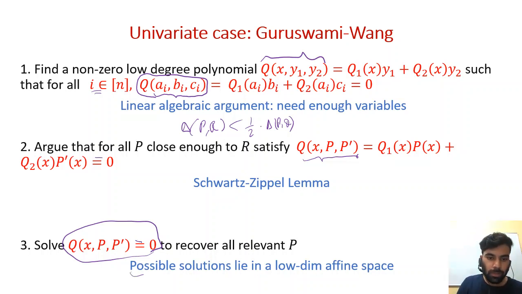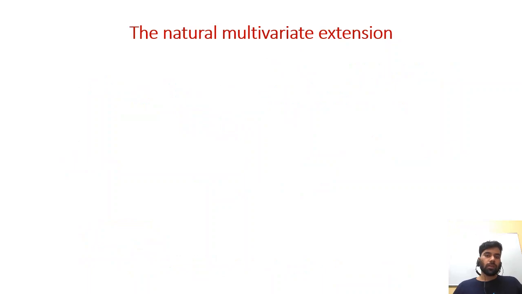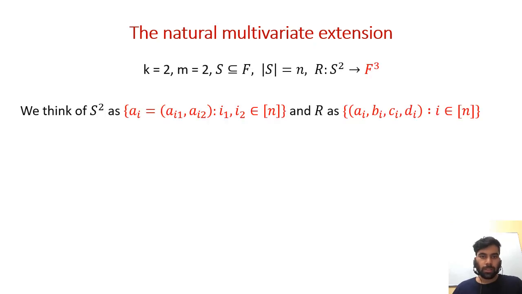In fact, it is possible to show that the solutions to such an equation lie in a low dimensional affine space, and now you can either iterate over the affine space or you can do further refinements, but that is the broad outline. So now let's look at the multivariate extension of what we just saw. And mind you, the description I gave in the previous slide is not an accurate description of what Kuluswami-Wang is, but it's a moral description of what Kuluswami-Wang is.